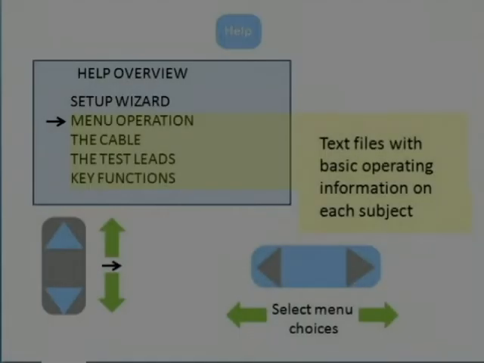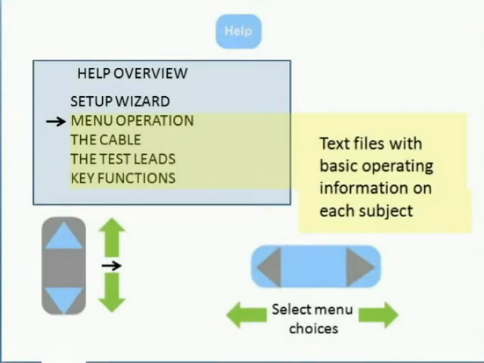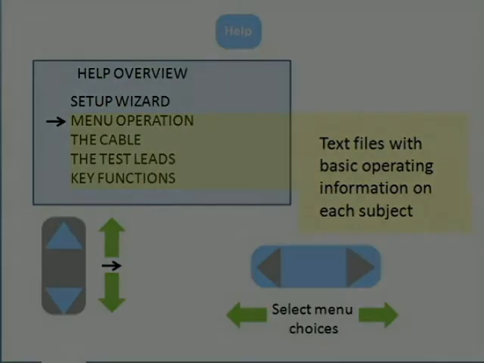The remaining items in Help are text files to provide basic guidance on navigating the menus as shown by the arrow keys on this slide. The up-down keys move the menu cursor to desired items, and the left-right keys will enter the marked item and navigate the horizontal menus to choose options. Guidance on cable selection, nulling the test lead from the measurement, and function keys is also available.